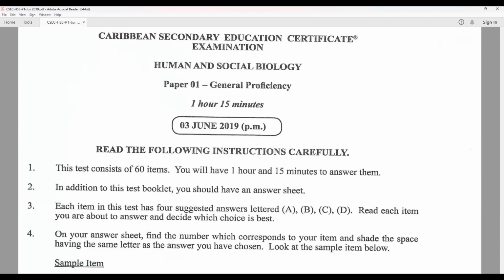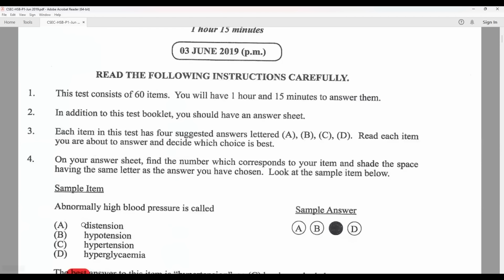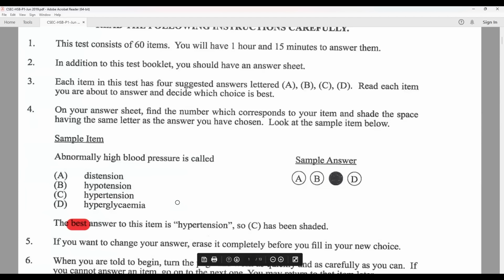This is the Human and Social Biology Paper 1 for June 2019. It tells you that you have 1 hour and 15 minutes to complete this exam, and they give you a few instructions as well as a sample of how to complete one of the questions. You have 4 choices to choose from, A, B, C, or D, and they're asking you to provide the best answer, and to provide your answer, you shade on your answer sheet.